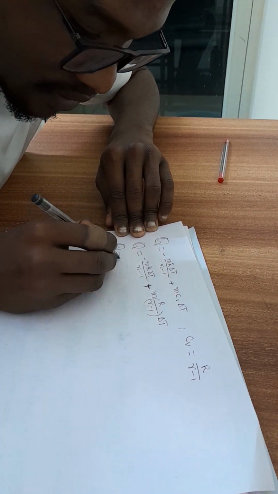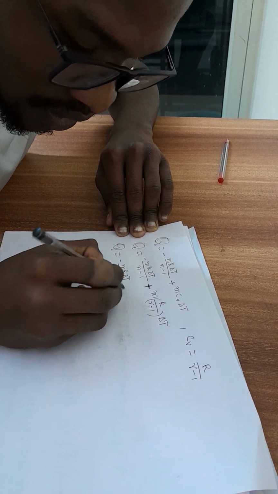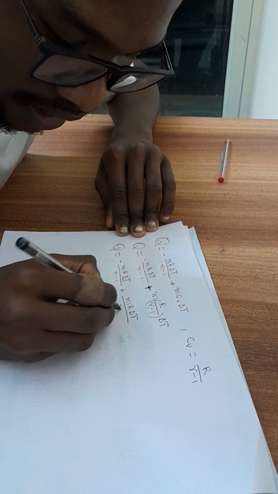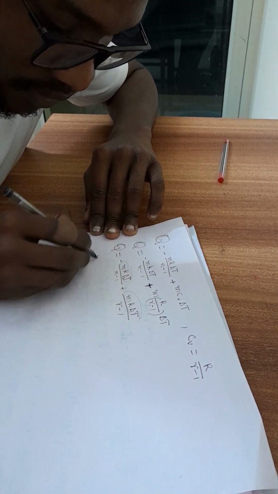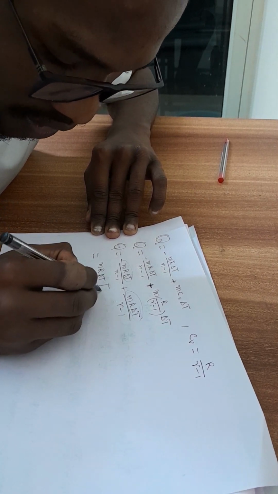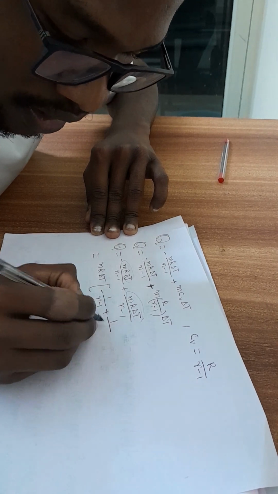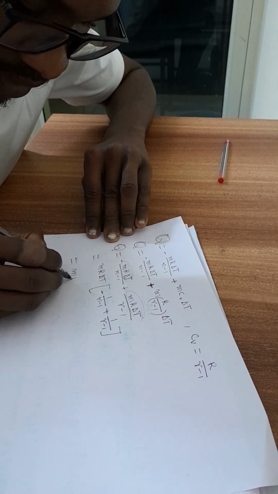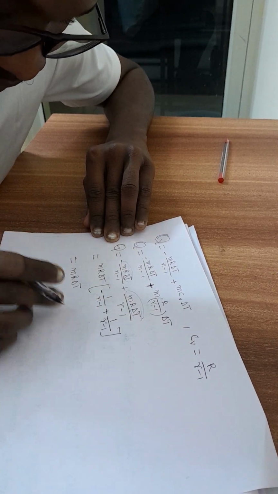What will I do? Minus mR delta T upon n minus 1 plus mR delta T upon gamma minus 1. I just take this out as common: mR delta T common, this will be minus 1 upon n minus 1 plus 1 upon gamma minus 1. So this will be mR delta T. What is this? This is the work done.